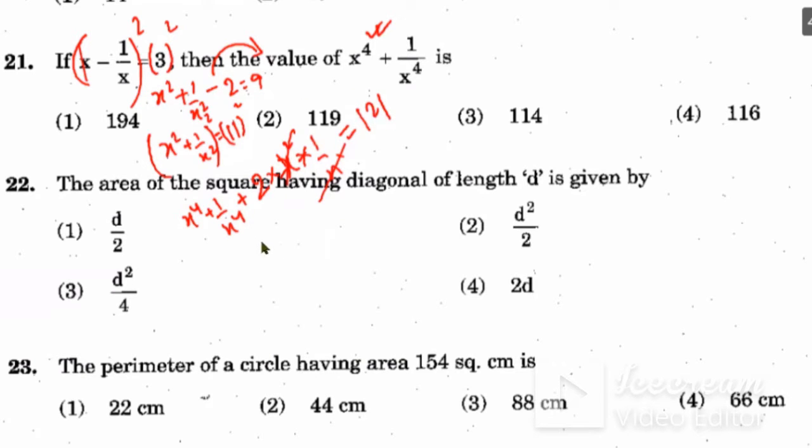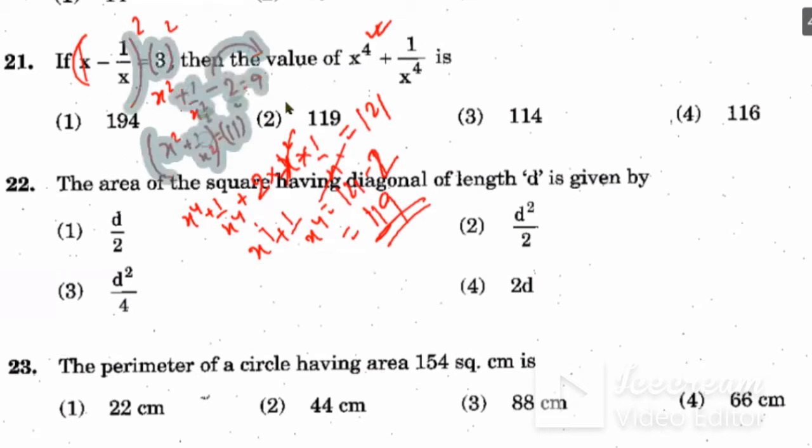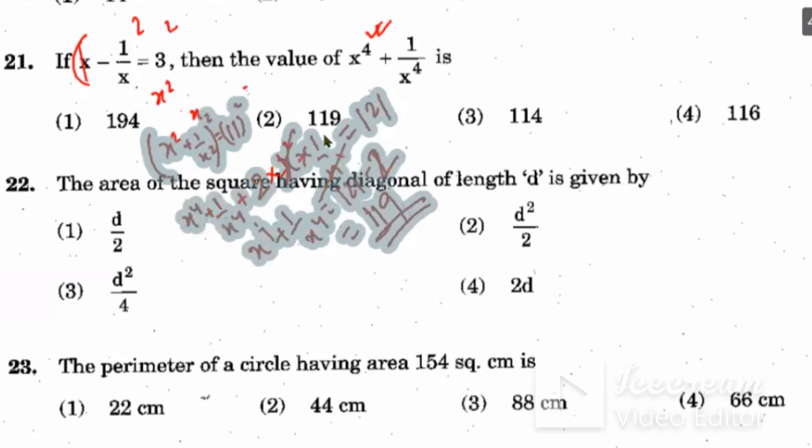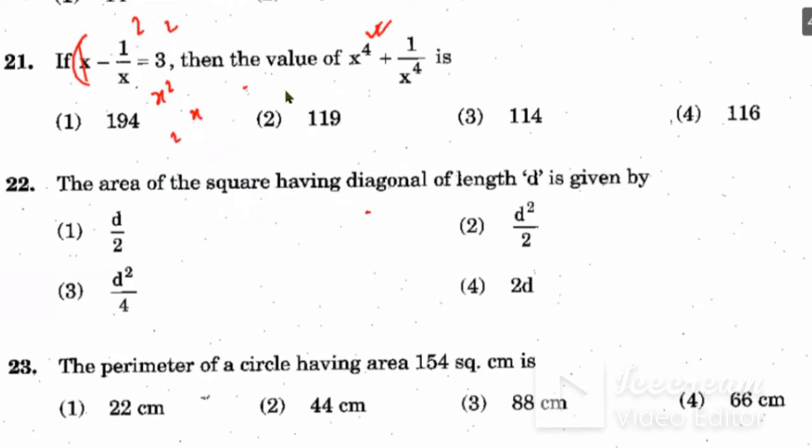11 into 11 is 121. So x to the power 4 plus 1 upon x to the power 4 will be equal to 121 minus 2, that is equal to 119. Okay, so the answer is 119. So where is the answer? Answer is B. Here is your answer, 119.